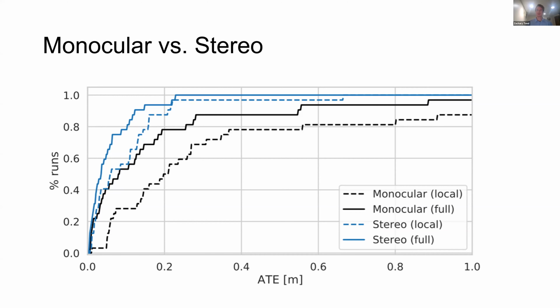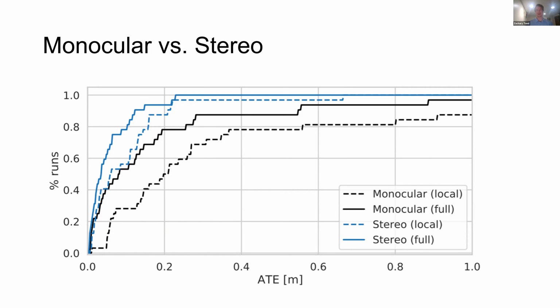Additionally, the bold lines here show the results of the full system, whereas the dotted lines show the system where I'm only using the local front end. So the bold lines are also using this back end, which is performing loop closure. What we're also seeing is that when this back end is used, performing global optimization and loop closure, we're getting much better results.